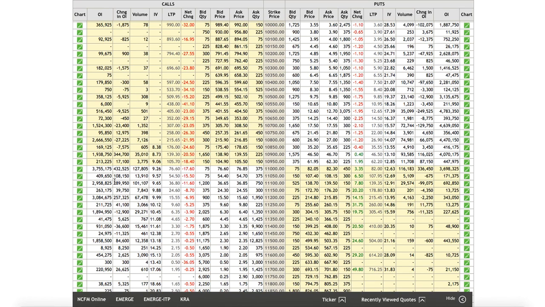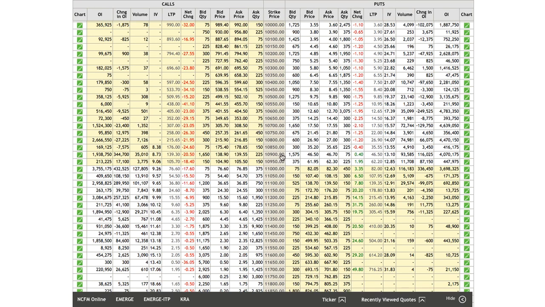Call writers seem to be far outnumbering the put writers. And even in terms of new calls written, there is a positive addition of 289,000 compared to 99,000 puts which have been withdrawn at a strike price of 11,100. So this represents a very strong resistance.